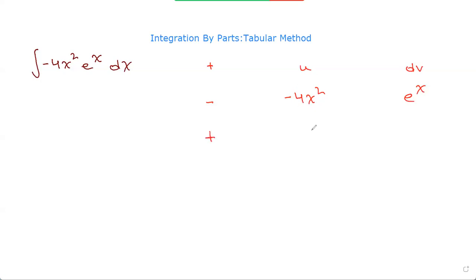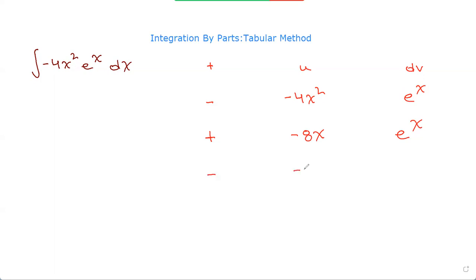And for the second column, what we do is we differentiate u. So you get negative 8x. And then for dv, we integrate it. The integral of e to the power of x is just e to the power of x. Switch the sign again, so negative.